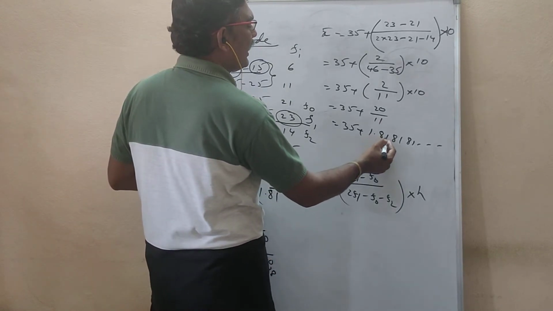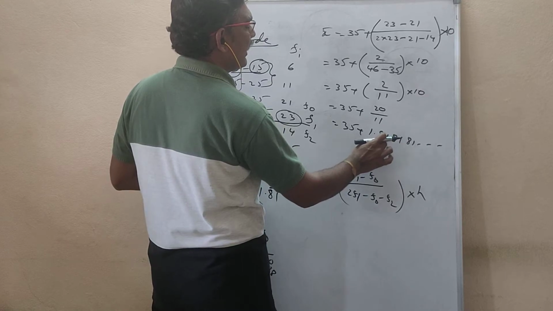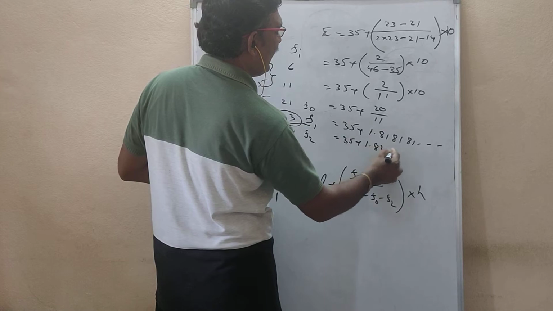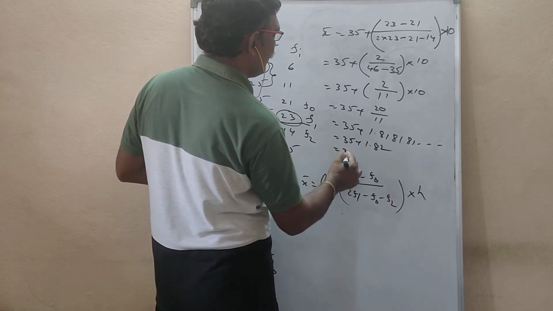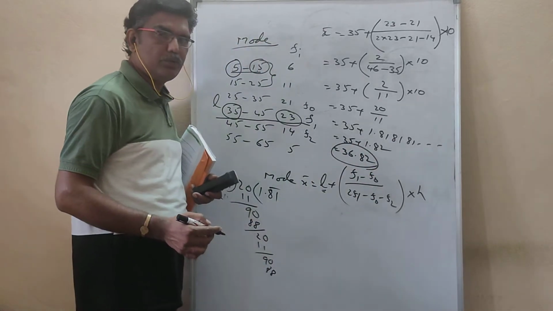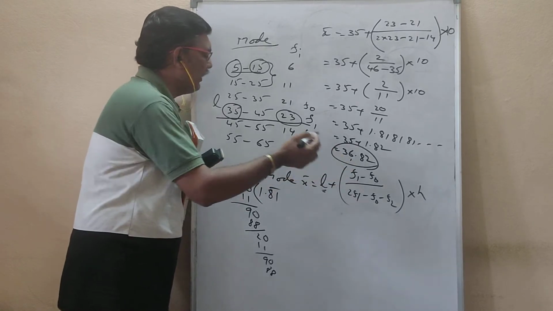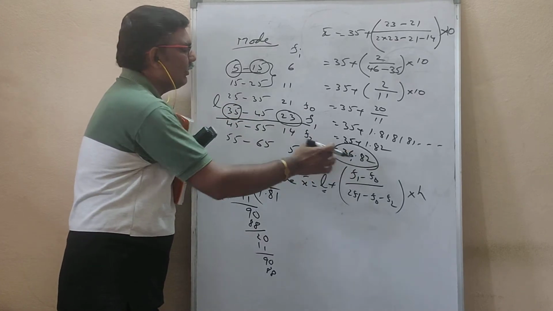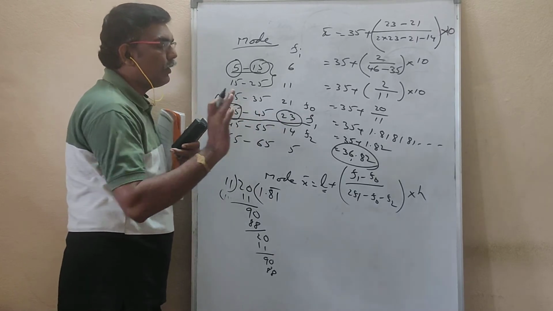So if you want to correct up to 2 decimal places, the third decimal is greater than 5, so you can write 2 in place of 1. That is 35 plus 1.82. For 35, if you add 1.82, how much are you getting? 36.82. What is 36.82? The mode. This 36.82 will be in this class only. 36.82 lies in between 35 and 45 or not. So our problem is correct.